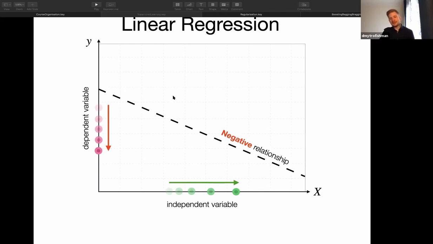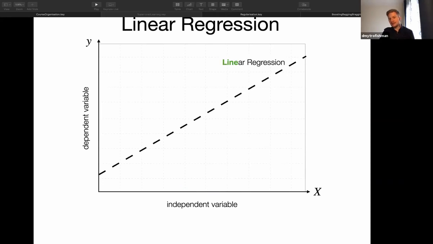So this is a negative relationship. One of them is growing, the independent variable is growing, the dependent variable is going down. Obviously, linear regression has to do something with a line, right? So it definitely works with lines.